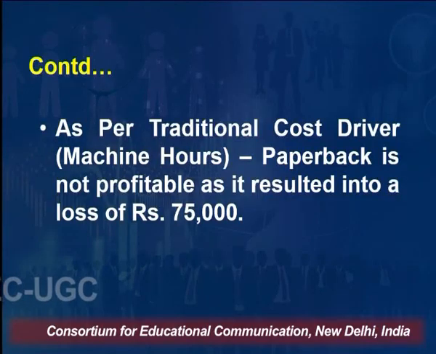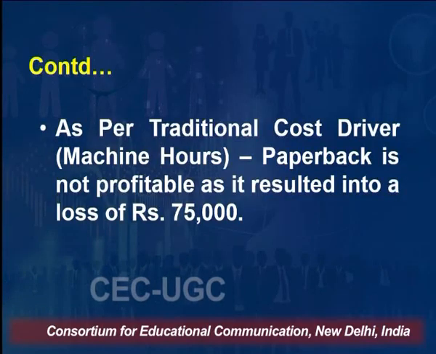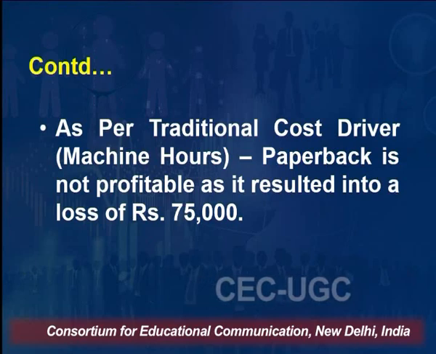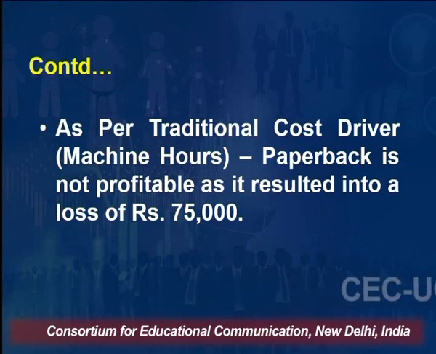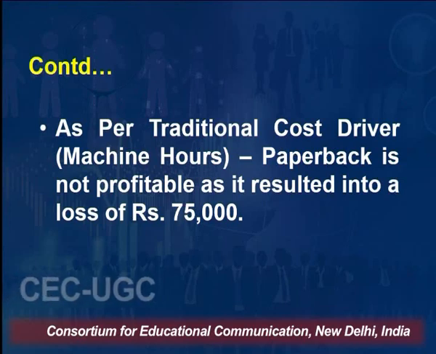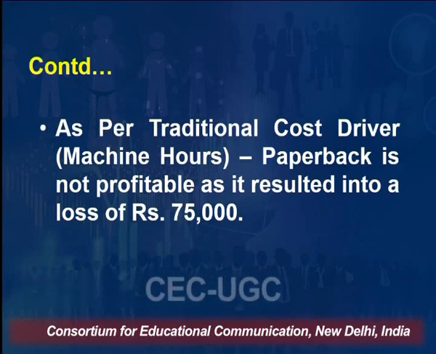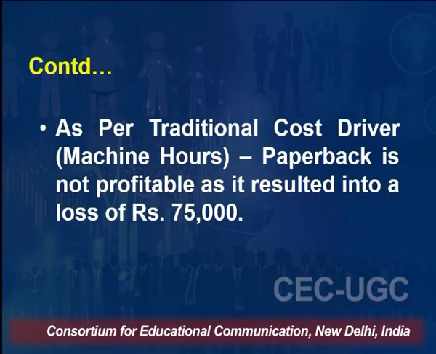So the reason is very clear. Here in this segment of our solution, we have simply tried to show the calculation of what the publisher might have done previously, right? Now, as per the traditional cost driver, machine hours, since paperback is not profitable, as it has resulted in a loss of rupees 75,000, you can say that this must have led to the publisher's decision that we should drop this idea of publishing paperback.